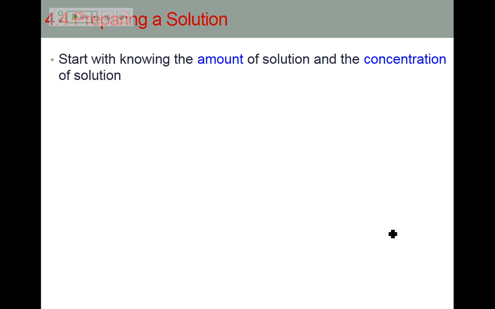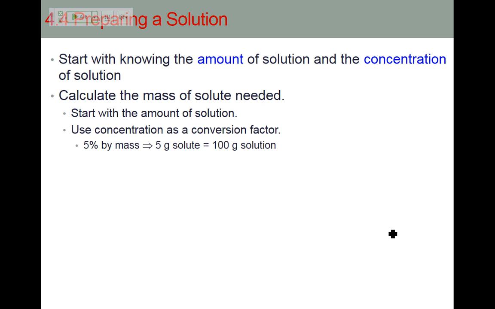So when we're preparing a solution, we start with knowing the amount of the total solution and our concentration of the solution. And then we can calculate the mass of the solute needed. We just did an example of that. And we use our concentration as a conversion factor.